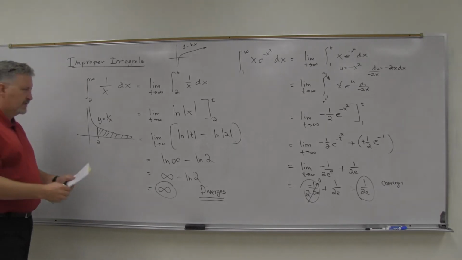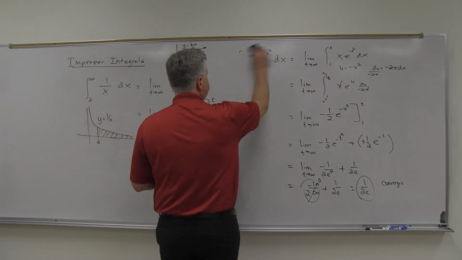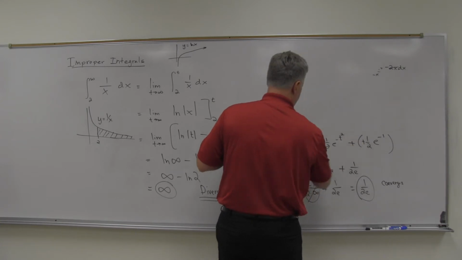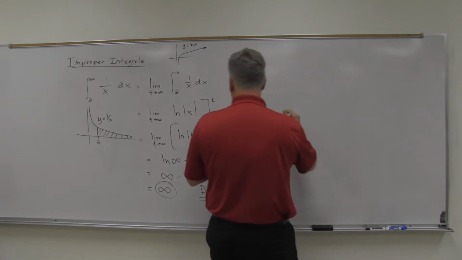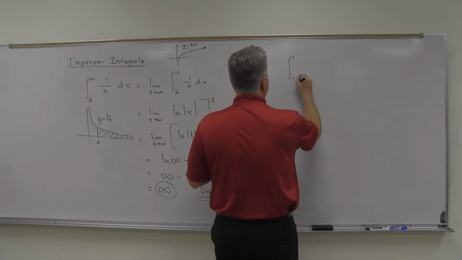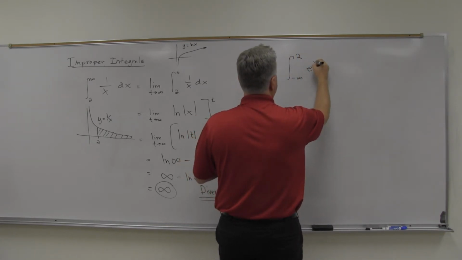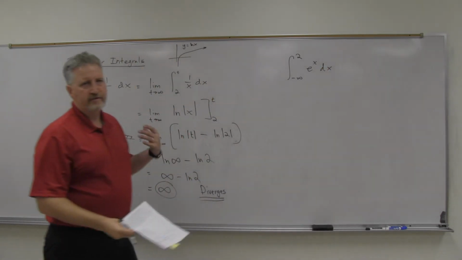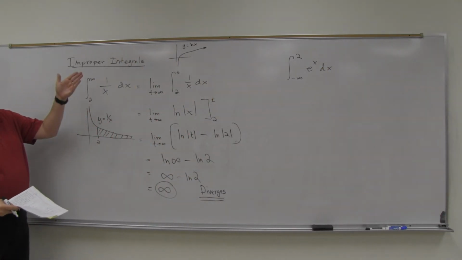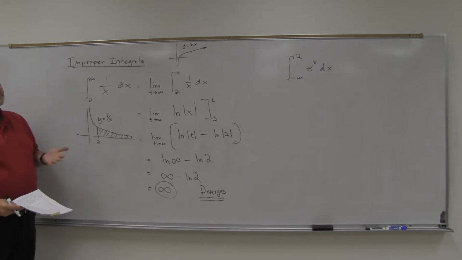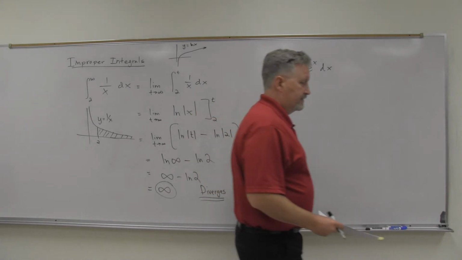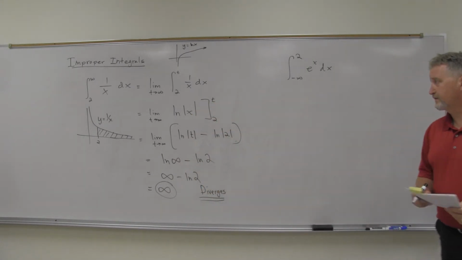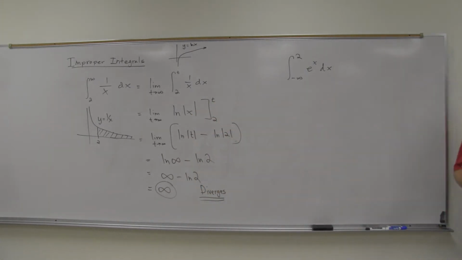Okay. So here's another one. Let's see how this one goes. Say we've got the integral from negative infinity to 2 of e to the x dx. Not only can you do this with infinity as the top limit, but we can also do this with negative infinity as the lower limit. That's the same concept. We're going to do the same thing.